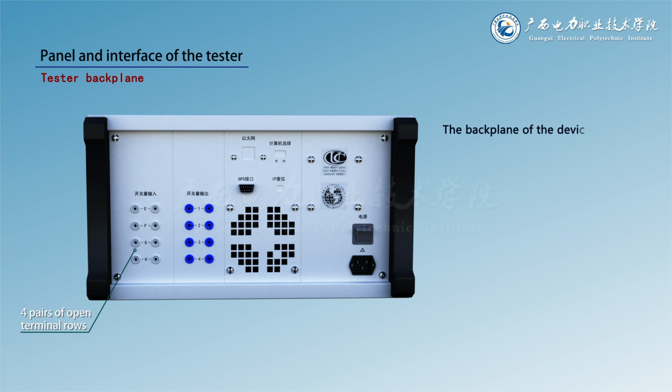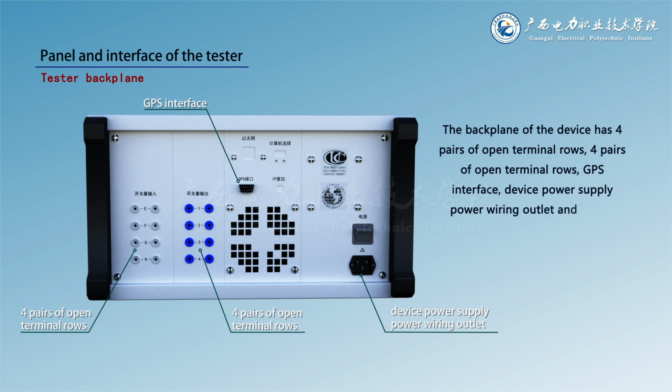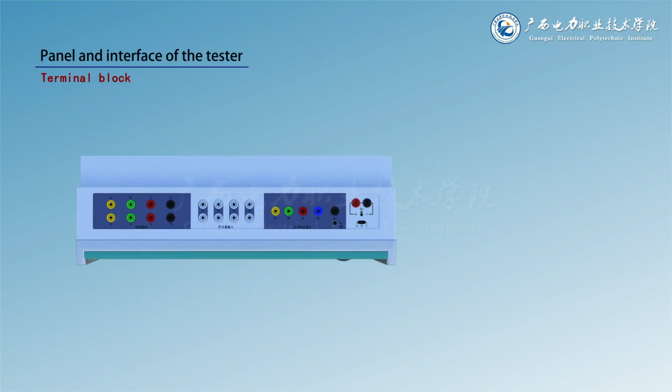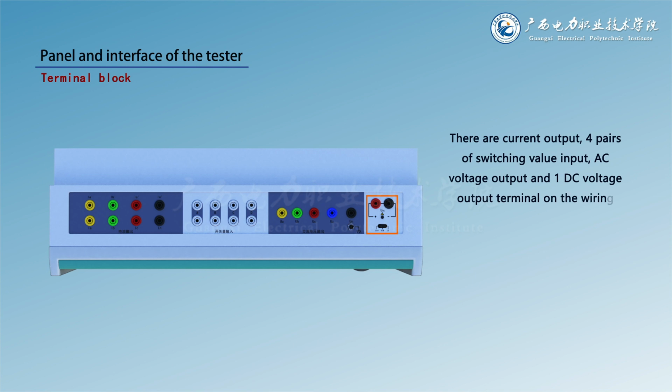The backplane of the device has 4 pairs of open terminal rows, a GPS interface, the device power supply, power wiring outlet and device power switch button. There are current output, 4 pairs of switching value input, AC voltage output, and 1 DC voltage output terminal on the wiring terminal block.